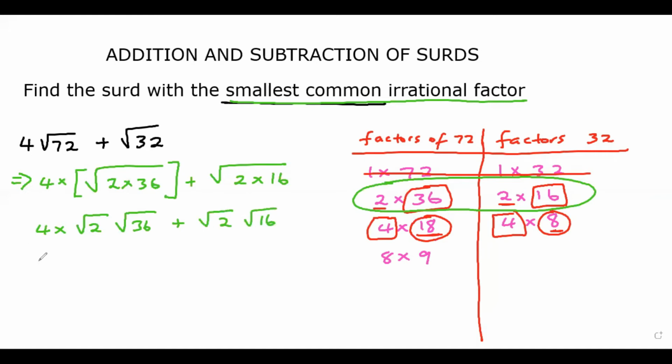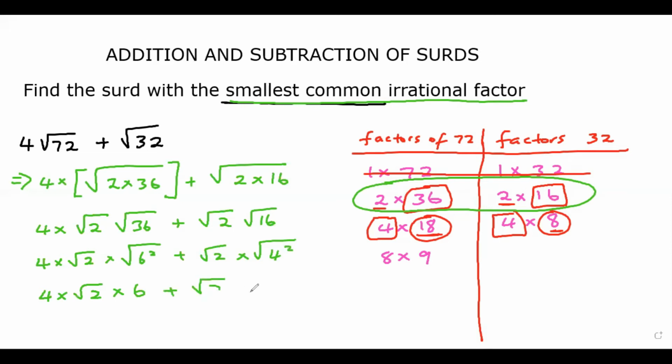So that'll be 4 times root 2 times root 6 squared plus root 2 times root 4 squared. So that's 4 times root 2 times 6 plus root 2 times 4. So that would be 4 times 6, which gives us 24. That'll be 24 root 2 plus 4 root 2.